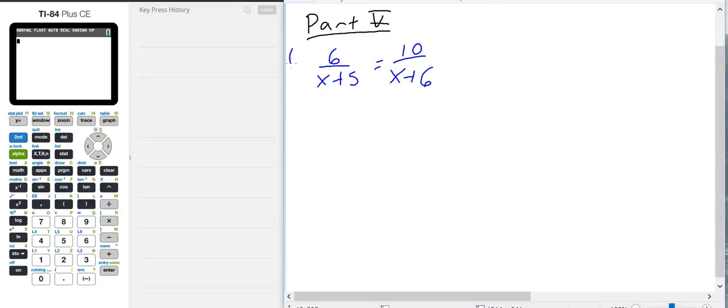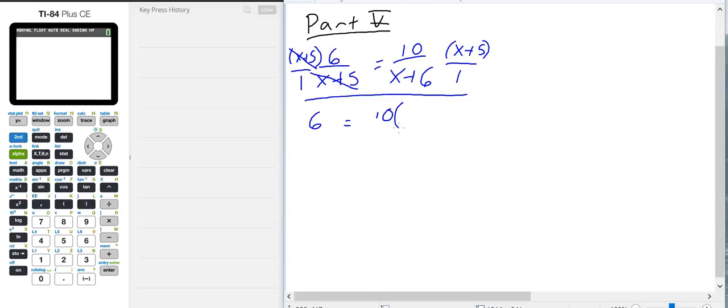We're going to multiply by x plus 5, or x plus 5 over 1, on the left side to cancel out the x plus 5 in the denominator. Since we're multiplying the left-hand side by x plus 5, we have to multiply the right-hand side also by x plus 5, or x plus 5 over 1. So this becomes 6 over 1, or just 6, is equal to 10 times x plus 5 over x plus 6. Don't forget about the x plus 6.